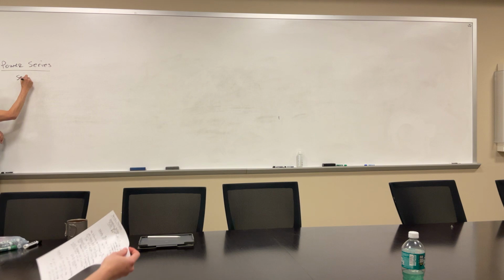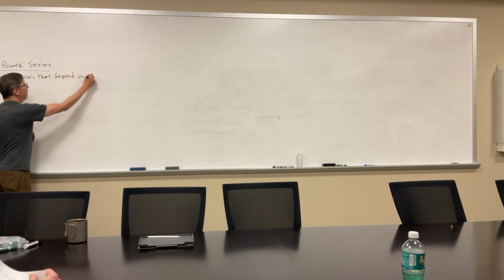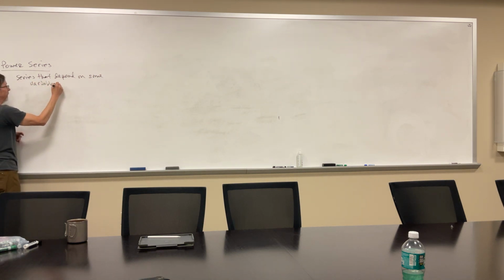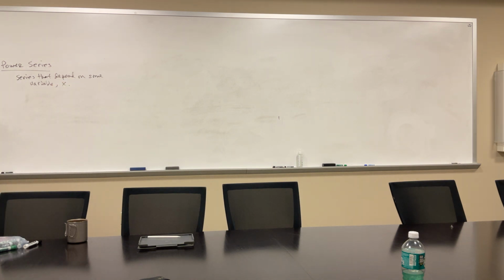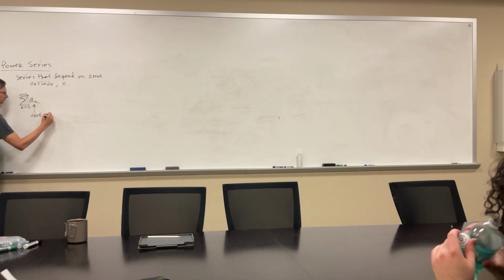These are just series that depend on some variable, and that variable is invariably going to be x for us. Just some real number x. And the value of the series will change as x changes. It may or may not converge for all x. So a power series in general looks like this. We've got a sum, they usually start at 0. I've got these constants. So these are constant coefficients.